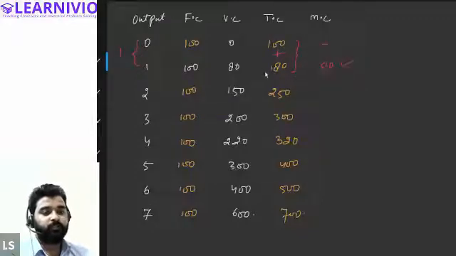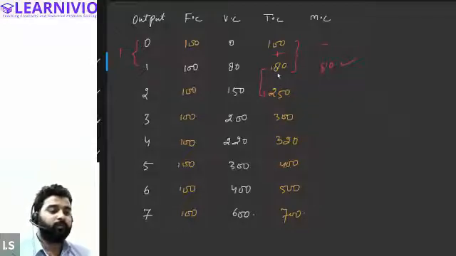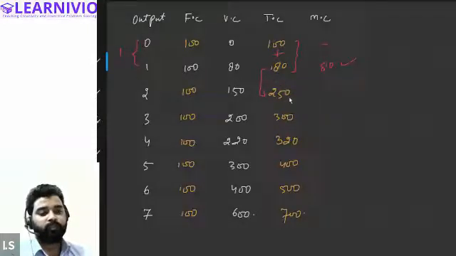Now for producing this second unit, we have spent how much extra amount? From 180, the total cost increases to 250. That means total cost increases by how much? From 180 it goes to 250. That means total cost increases by 70. So that the 70 is the marginal cost, right? Similarly, from 250 it goes to 300. That means total cost increases by 50. So 50 will be the marginal cost.